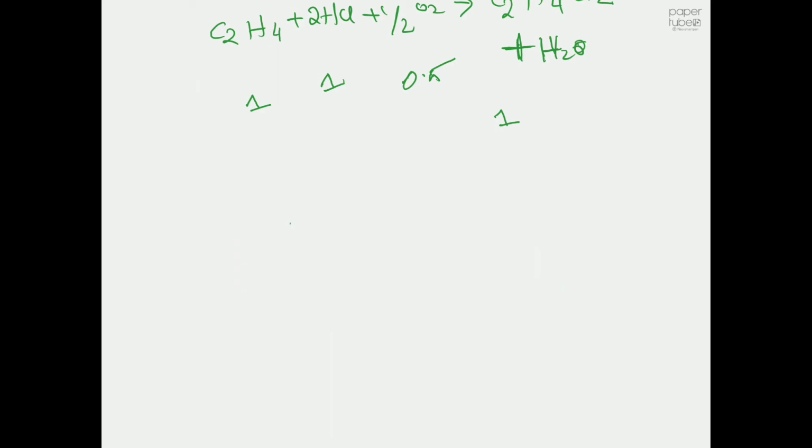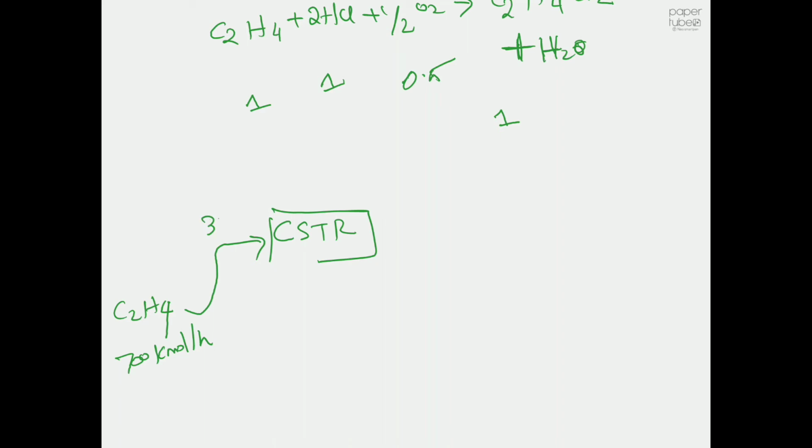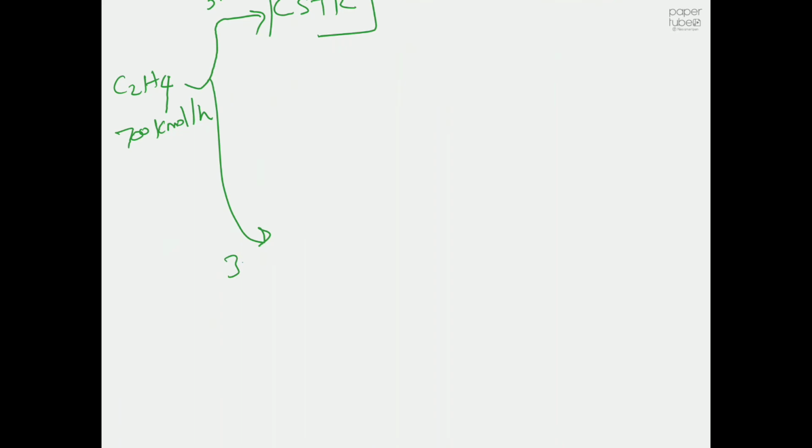So let's do that. Let's draw the flow sheet again. We have a CSTR, and then we have ethylene, say 700 kilomoles per hour. Let's split it exactly into half. That will be 350 kilomoles per hour, and another 350 kilomoles per hour will go into the plug flow reactor.